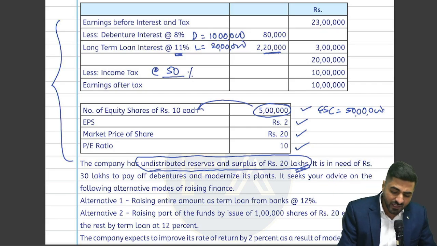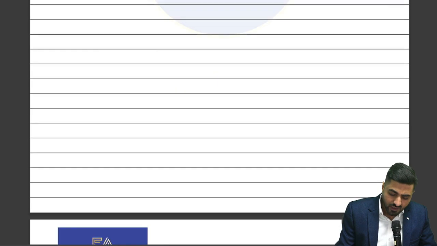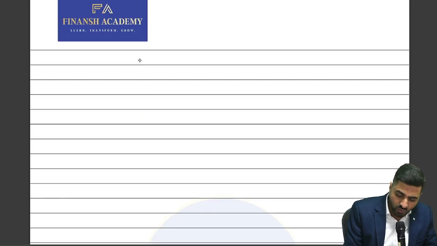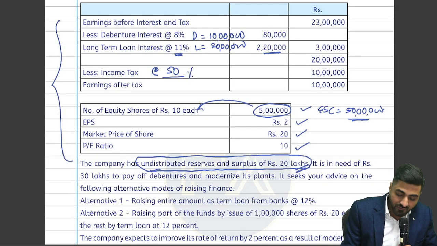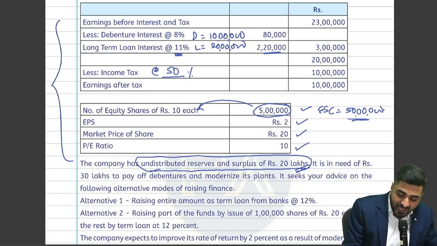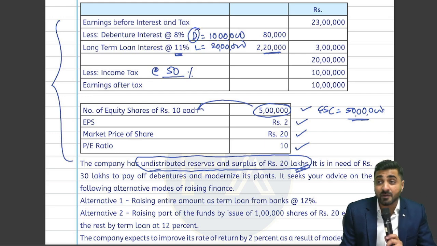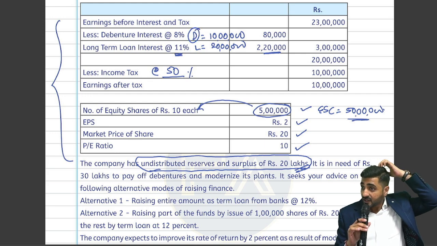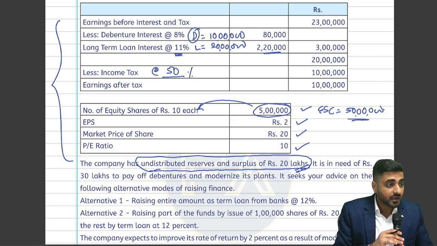So this is the existing data of the company. Can you please tell me, in the existing data, do you have any equity share capital? Yes, sir. What is the equity share capital, everyone? In the existing capital structure, do you have any debt available? Yes or no? Yes, sir. What is the amount of the debt? 10 lakhs.